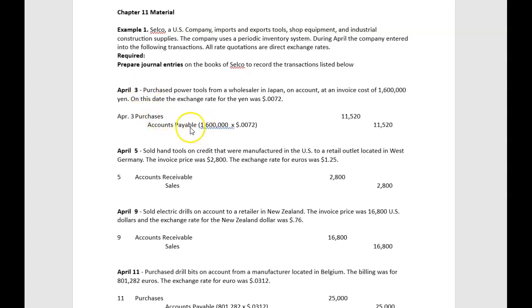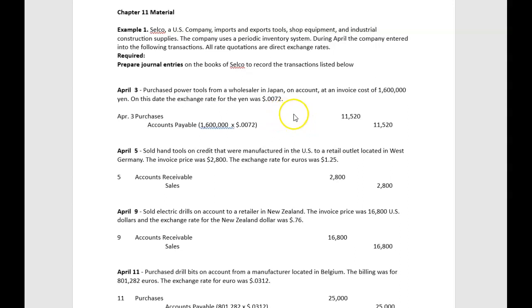I've put the entry right under the transaction so that we can see it right away. There's some inconsistencies here in some of the rates, but we're just going to use what we have and get the idea overall of how things are measured and then how the gains and losses on adjustments come into play.